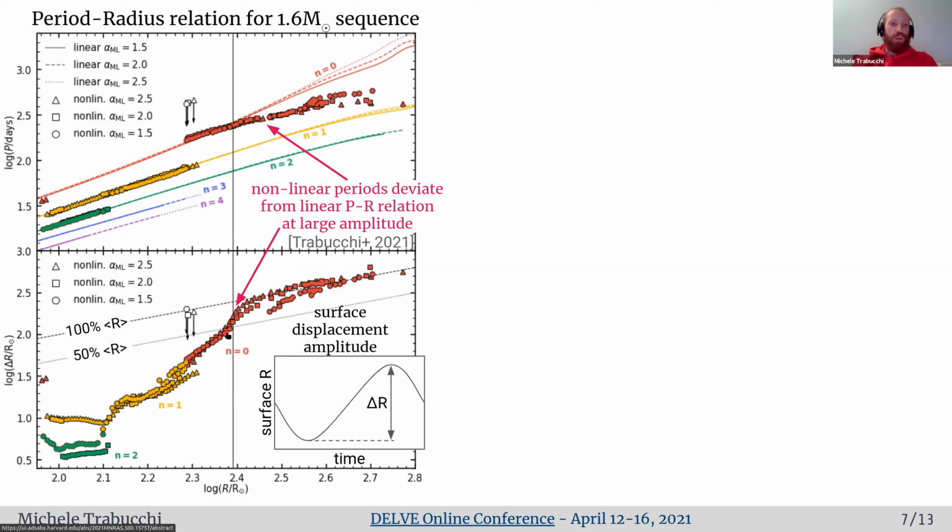This change seems to be triggered by the increase of amplitude, in this case in terms of surface displacement. In other words, this is defined as the distance traveled by the optical surface from maximum compression to maximum expansion. When this value becomes comparable with roughly 50% of the average stellar radius, that's when the nonlinear periods deviate from the linear trend and settle to smaller values, that is exactly in the direction we want to move towards to recover agreement with observations. In order to understand this, we need to look at the interior model.